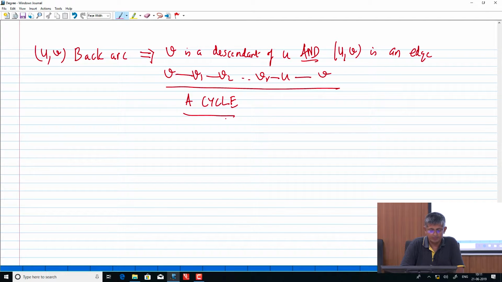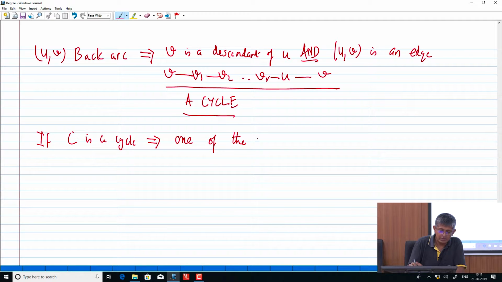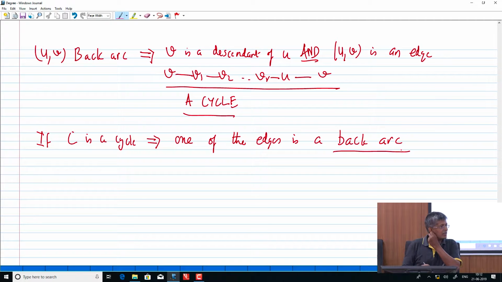Right. So I removed the reverse direction because I want to state it more correctly. What I had written was wrong, right? If C is a cycle, it implies one of the edges is the back arc. I won't prove this. I'll show you the simple case and the slightly more complicated case. In both cases, you will be able to visualize that whenever you see a cycle in the graph, the cycle is witnessed by a back arc. We'll use this property again.